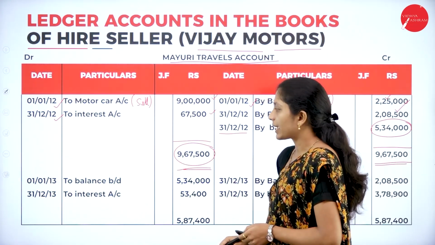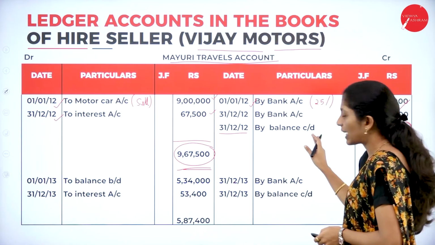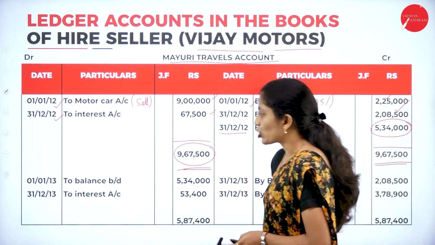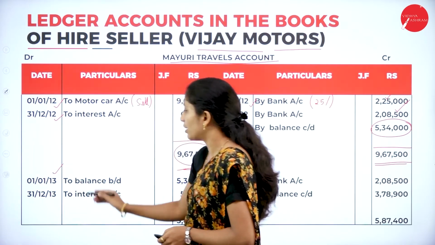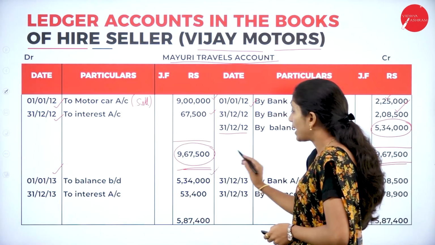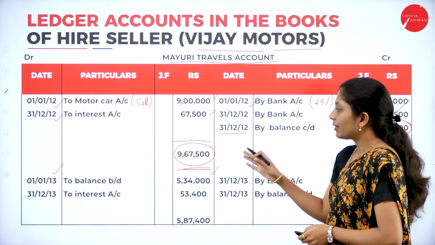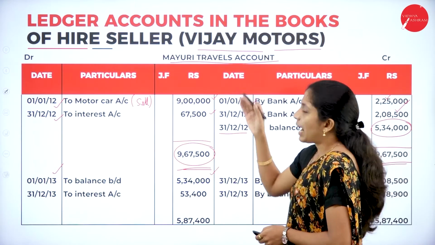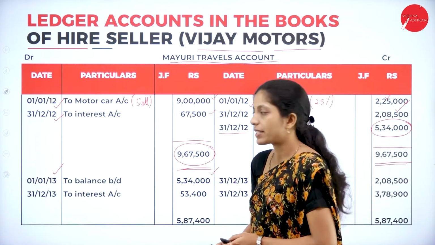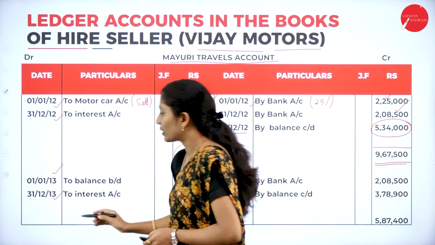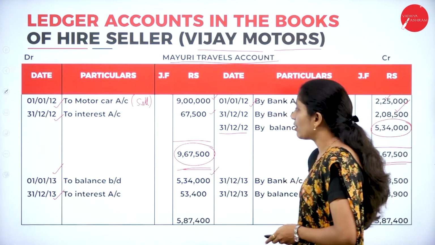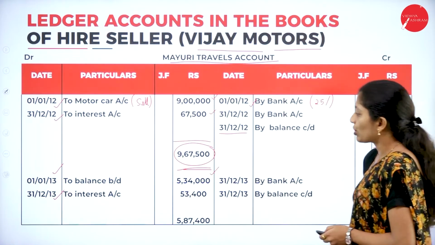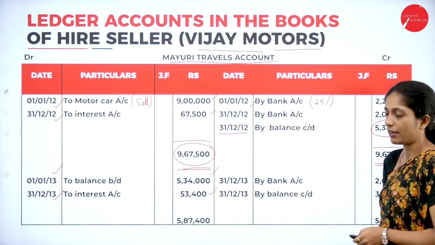Now come to the second year. Whatever amount you have carried down in the previous year, that is on 31/12/2012, has to be brought down. So 1/1/2013, to balance brought down 5,34,000. Next, for interest due, so what is the entry? Hire purchaser account debit to interest account, that is on 31/12/2013, to interest account. So what is the second year interest? 53,400. So write this 53,400 here.